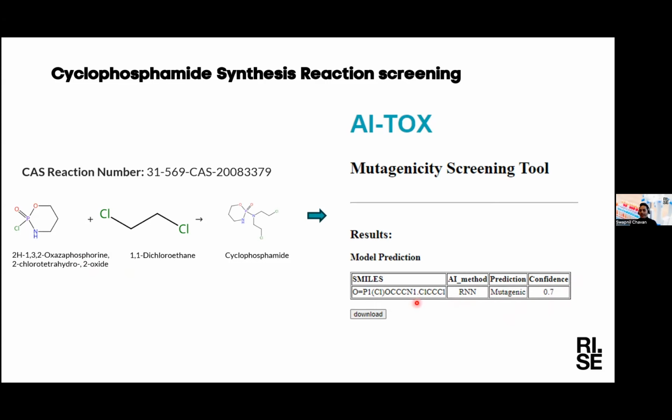Traditional QSAR can't handle such an ionic bond. They can't handle a reaction. They can't handle a mixture. And the model is smart enough that it knows these are the reagents for a given reaction, and they have a component that could cause mutagenicity. So the model was quite smart.